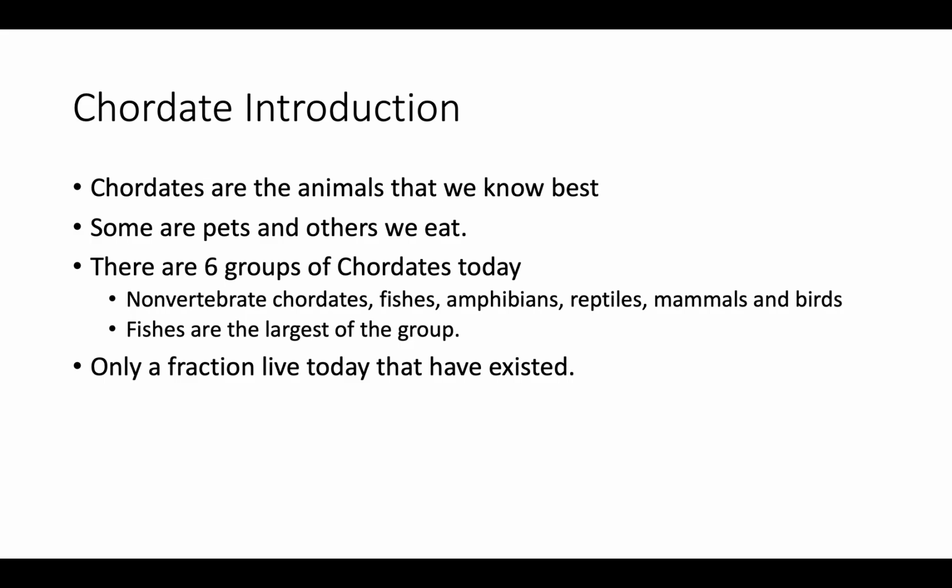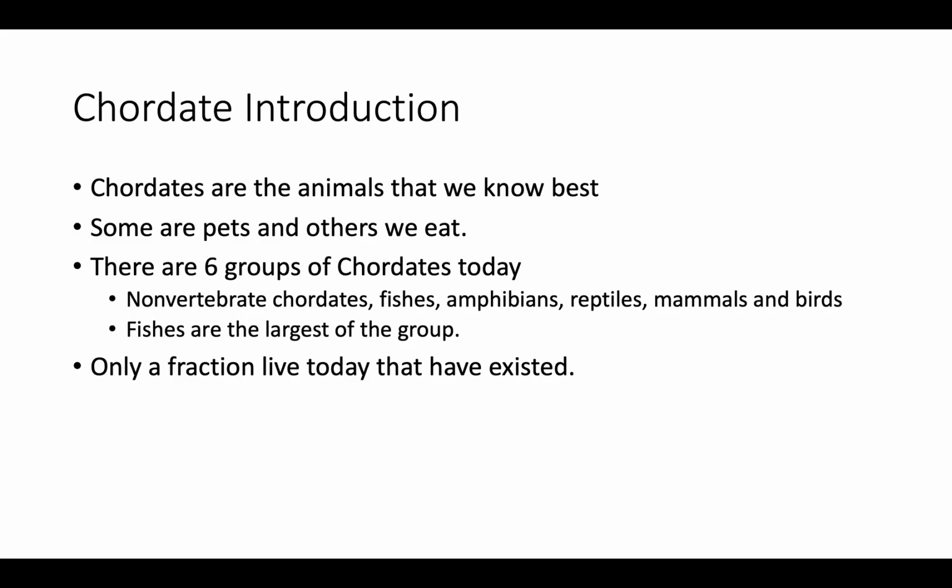So a little bit about chordates. They're animals that we know best. Like I said before, when I think of an animal, you think of your pets, your cat, your dog, guinea pigs, right? These are the most common animals. Now they don't have the most. We talked about the invertebrates having the most, arthropods being somewhere between 6 and 10 million of the 16 million or so species.